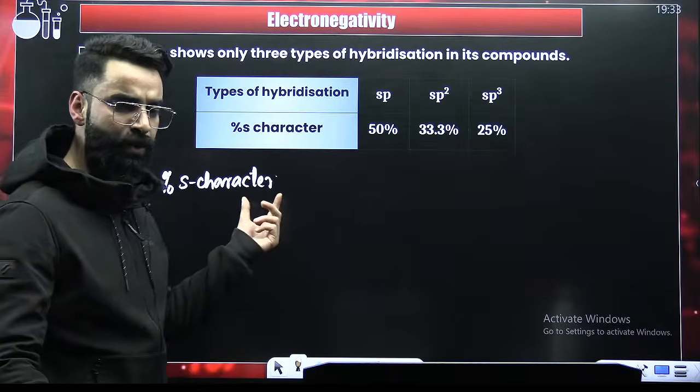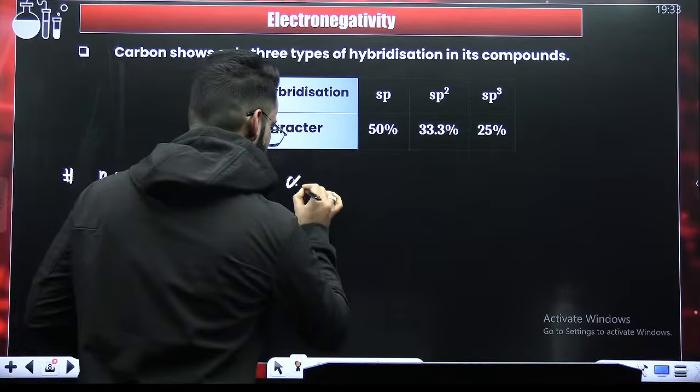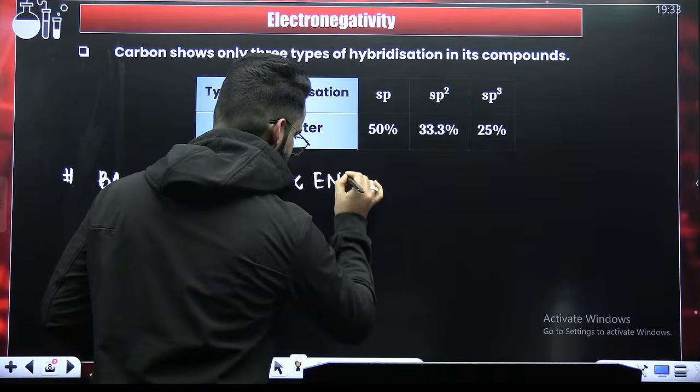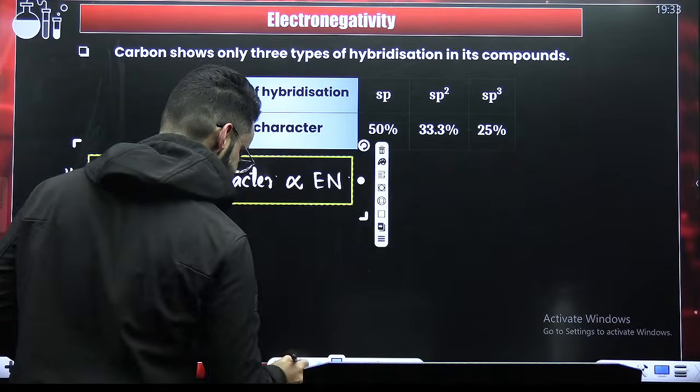And few minutes back I told you, more the s character, more is going to be the electronegativity. Remember this particular point as well.